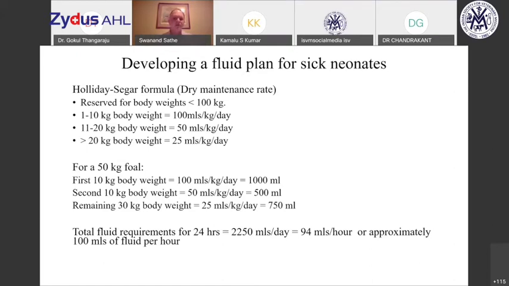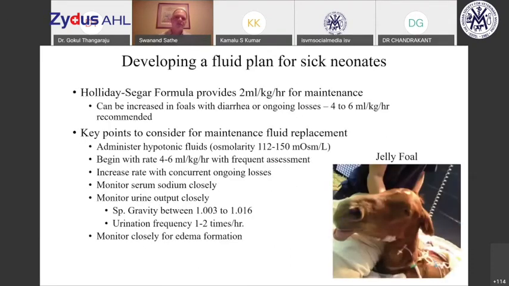So your total fluid requirement for 24 hours usually comes to about 2,250 ml per day, or roughly 94 ml per hour, or approximately, to keep things simple, we would like to give this foal 100 ml of fluid per hour. The beauty of this formula essentially is that it provides just enough fluid to meet the maintenance requirements without overloading this whole system and causing edema.